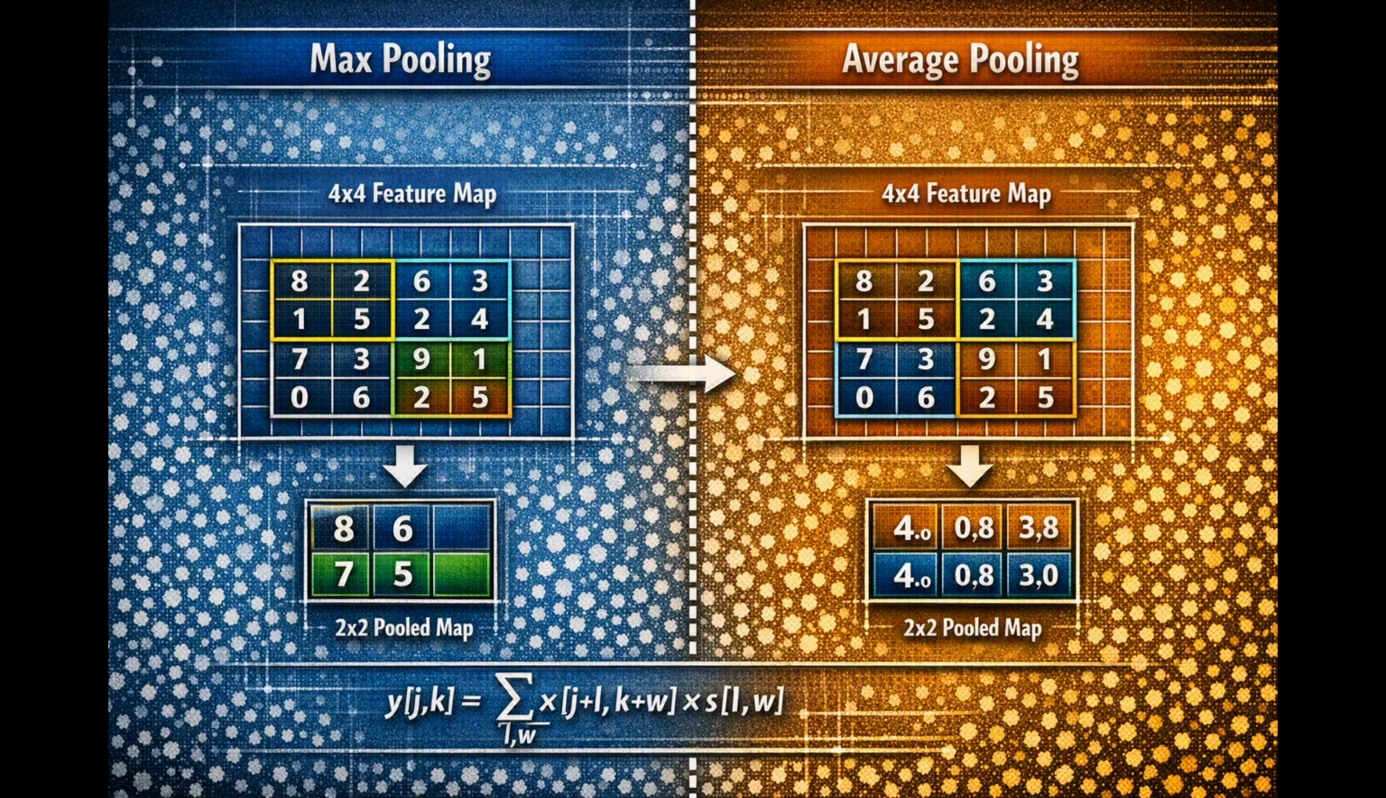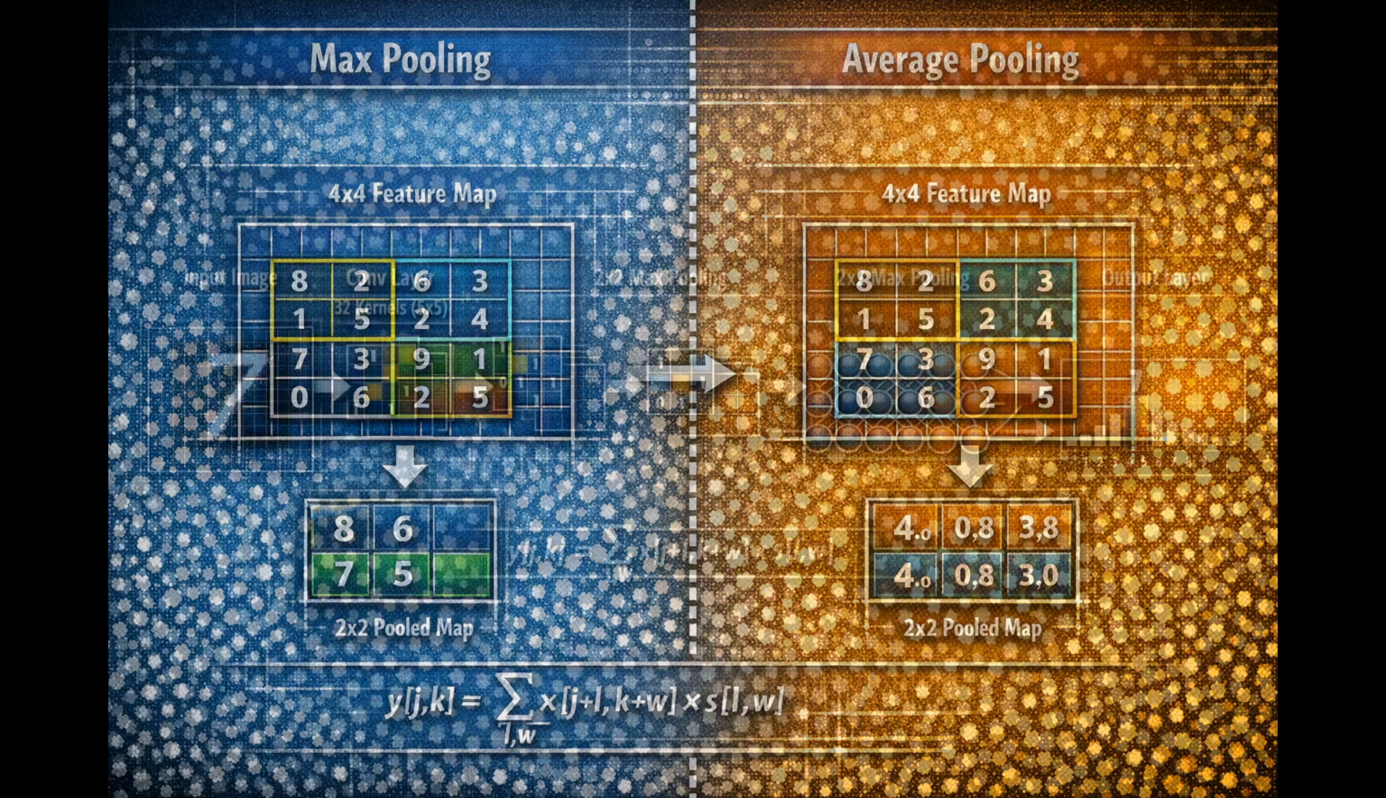After several rounds of convolution and pooling, the resulting feature maps are flattened into a single vector and fed into fully connected layers, essentially the same kind of layers we saw in the MLP, which make the final classification decision.